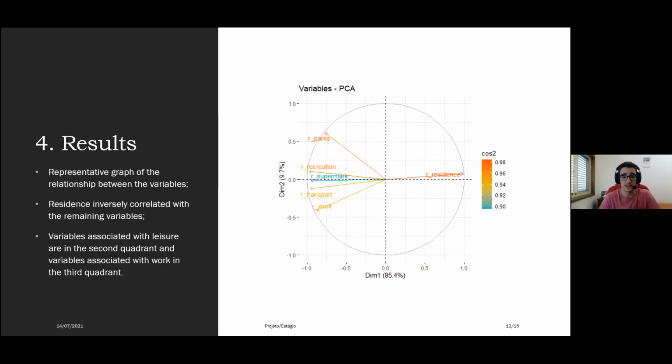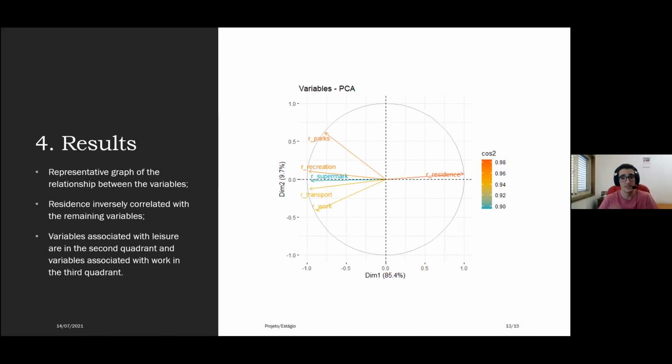It represents the relationship between the variables. The first conclusion to draw is that residence is inversely correlated with all of the other variables. That is, an increase in mobility in this sector will result in a decrease in mobility in all of the others. That's kind of obvious. Another conclusion is that variables associated with leisure are in the second quadrant, and variables associated with work and obligations are in the third quadrant.